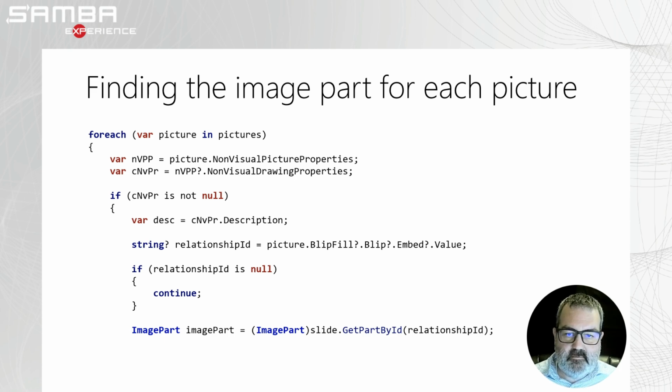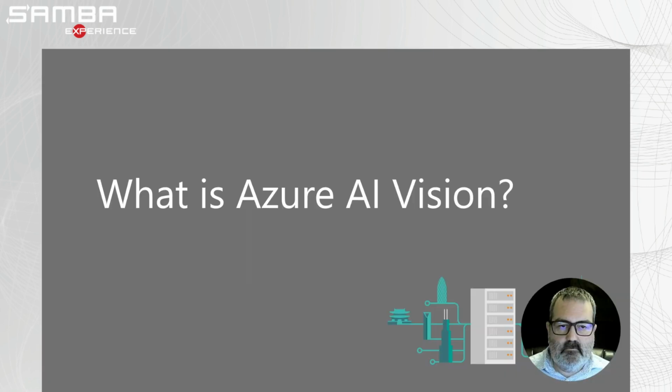If we were to do this without the SDK, we would have to examine the XML directly to find the IDs, then open the slide's relationship file and find the location of the image file. Now, this can be difficult and error-prone, especially as the file structure of an Office Open XML file can differ and still be valid. Now that we have the description property of the image along with the image file itself, we can use the Azure AI Vision SDK to create the image descriptions.